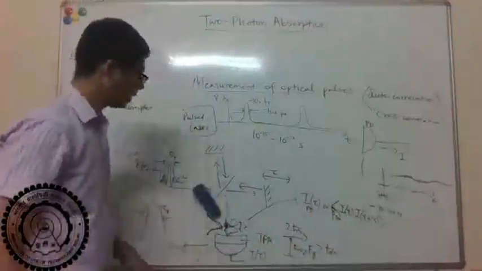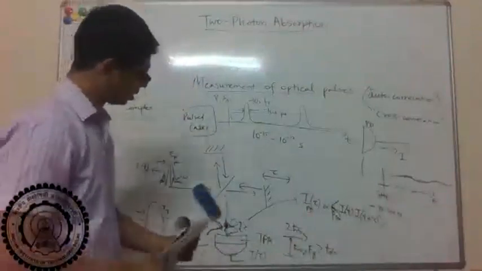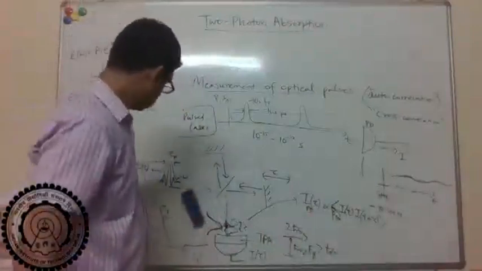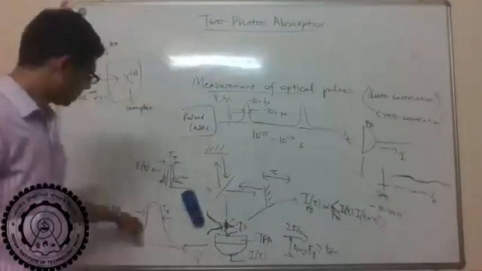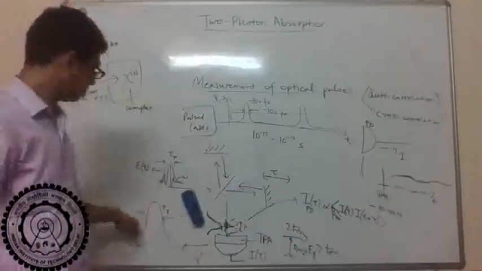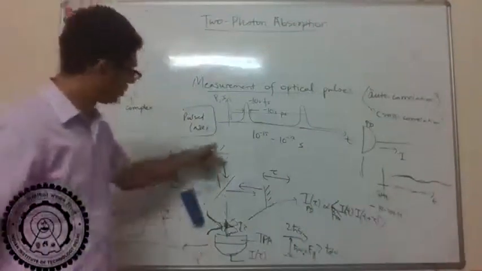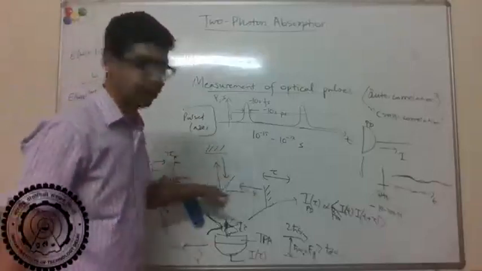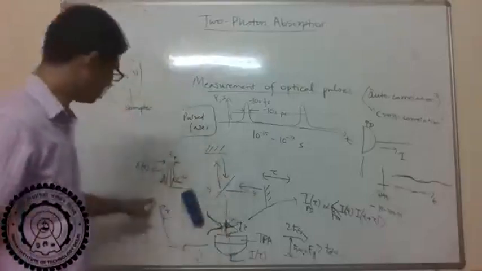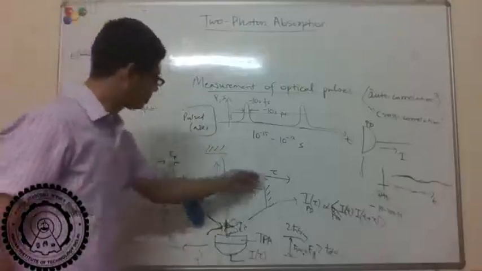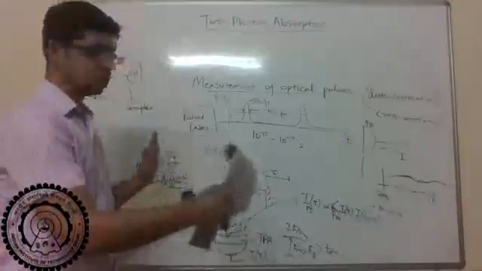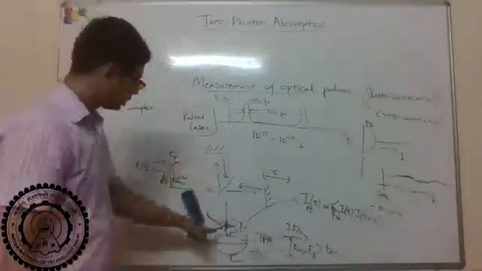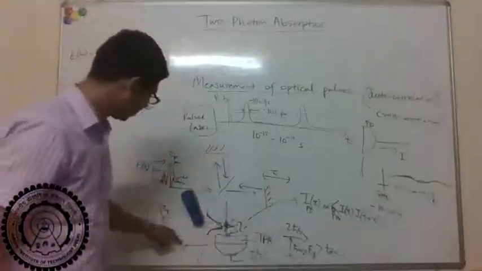So as a function of the delay, as I vary this delay, I'll trace out this pulse, right? The maximum signal will be when these two path lengths are the same and the pulses overlap. That's when the peak will be. And as I increase this delay on both sides, then the pulses will start moving away from each other. The overlap will go down, and my signal will go down.